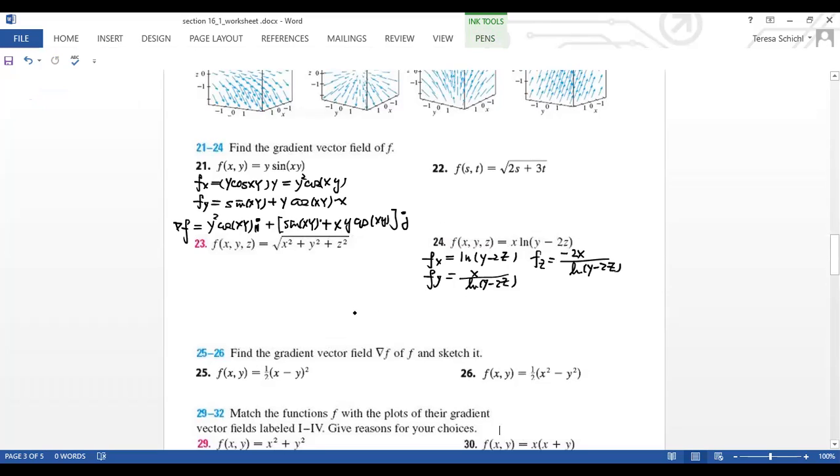Okay, so now I can say my del f here will just be natural log of y minus 2z. This is my i component, plus x over y minus 2z. This is my j component. Then plus negative 2x over y minus 2z. This is my k component. It's pretty straightforward, this first assignment about vector fields.